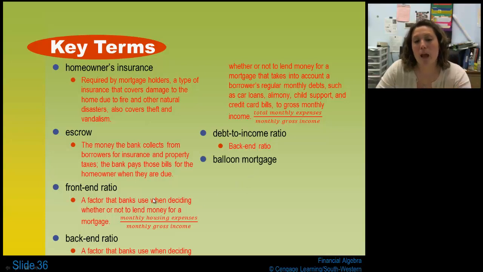With the front end ratio, anything lower than 28%, they will give you a loan for. With the back end ratio, anything lower than 36%, the bank will normally give you a mortgage.